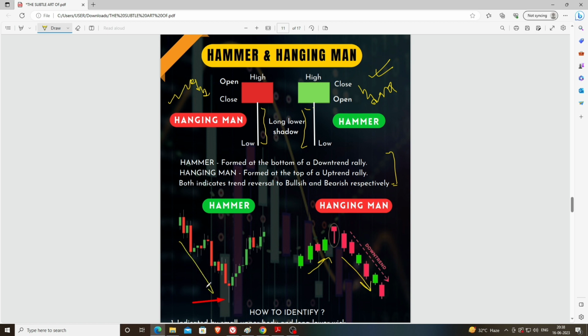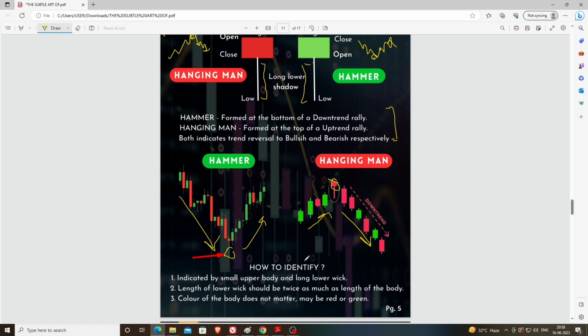Here you can see hammer forming in the downtrend. Here the market was going down, and after its formation here, the market goes up, boom. Here is its formation, see, market going up, boom, down.